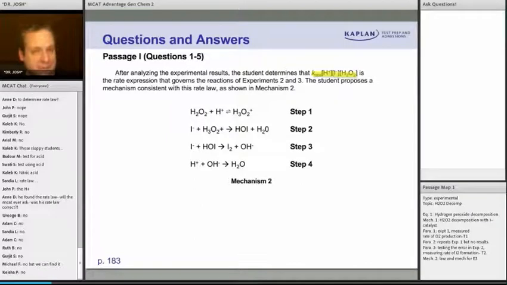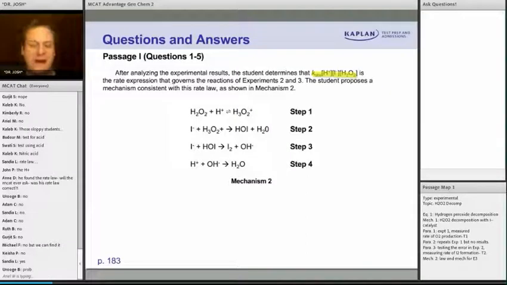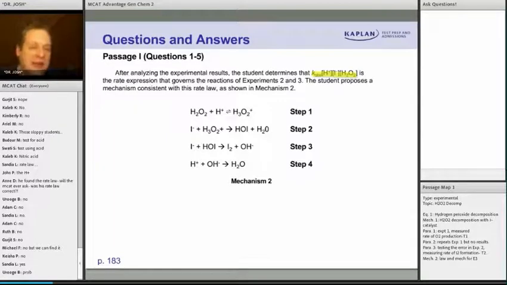We were not. So do you think the MCAT might ask us to go and find that rate law? And Michael, I love the fact that, no, but you know we can find it. And that's a very fair question. If they give us the results of the data, if we have experimental data, we can find the rate law.